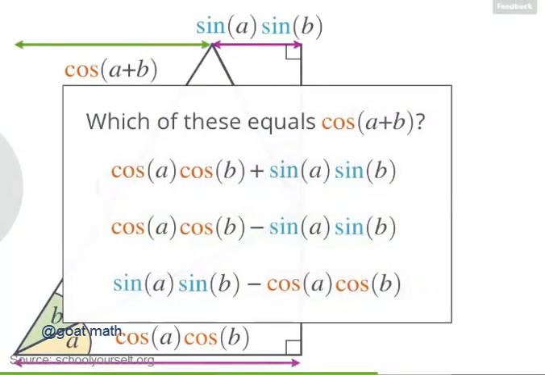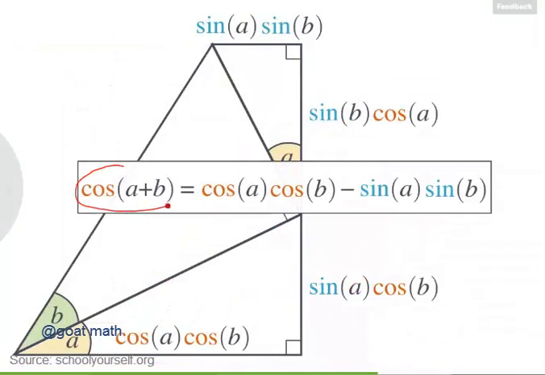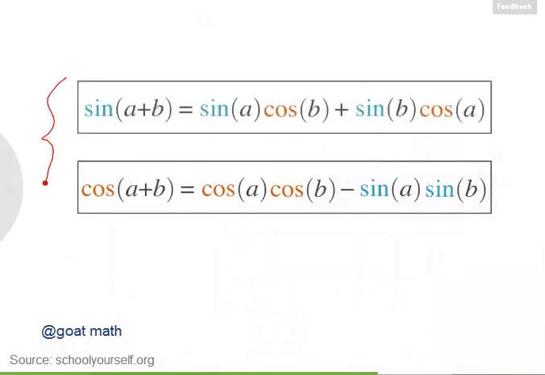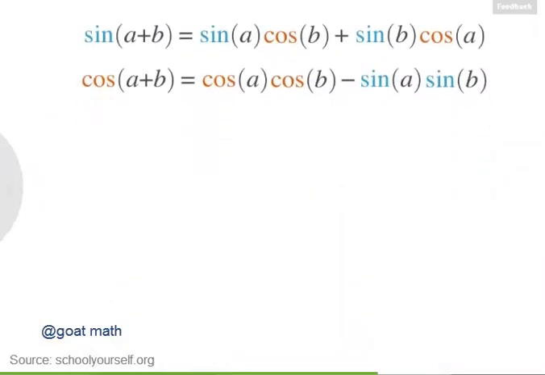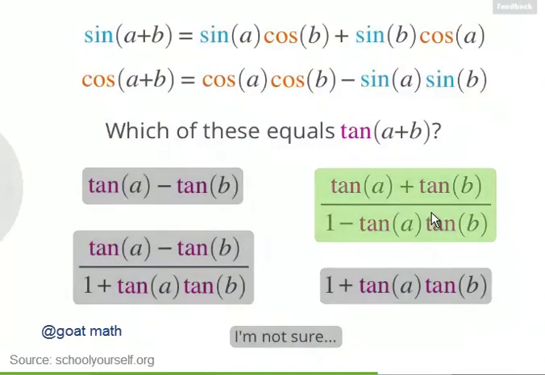And that's our second identity. For any angles A and B, the cosine of A plus B equals the cosine of A times the cosine of B minus the sine of A times the sine of B. Let's use these two identities to find a third one, an identity for the tangent of A plus B. What's the tangent of A plus B in terms of the tangent of A and the tangent of B?